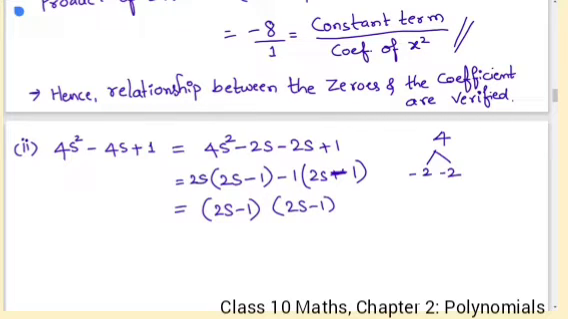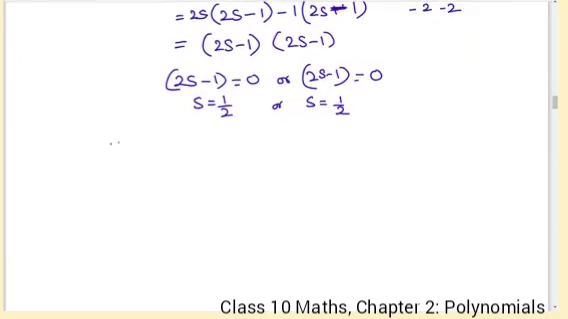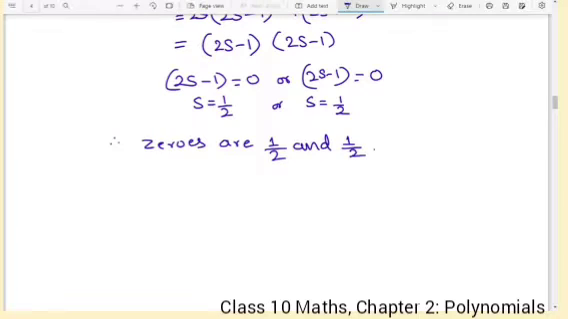Now 2s minus 1 into 2s minus 1 is equal to 0, or you can write 2s minus 1 is equal to 0 or 2s minus 1 is equal to 0. Here s is equal to 1 by 2. Again here also s is equal to 1 by 2. Therefore, zeros are 1 by 2 and 1 by 2 itself.